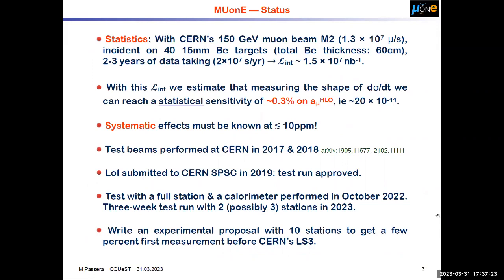Let me tell you, from a statistical point of view, what we have at CERN right now. The beam that we have right now, with the details that are running, no news, running 2 or 3 years, would give this integrated luminosity. This integrated luminosity allows us to estimate what we could reach from a purely statistical point of view, which is 0.3%. That is 20 in 10 to the minus 11, which is better than anything that has been done for decades. I remind you that it's 40 now. So if you could do this from a purely statistical point of view, in a few years you could obtain an amazingly precise result.